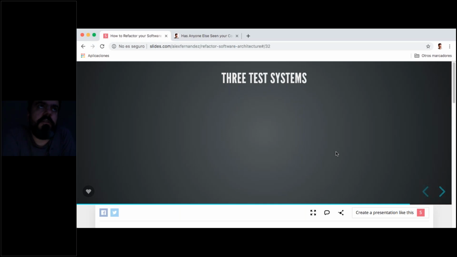So we needed tests. So we built not one, but three test systems. The last one will surprise you. First, in the backend, we did some tests that run on the controllers. So instead of running on the API externally, what we do is white box testing. We test each controller, we instantiate it.